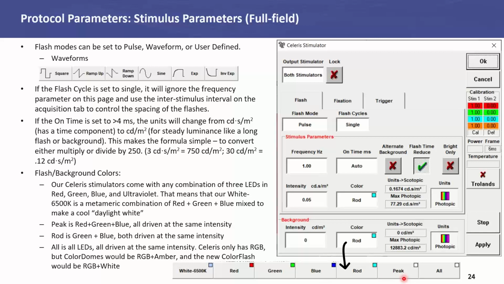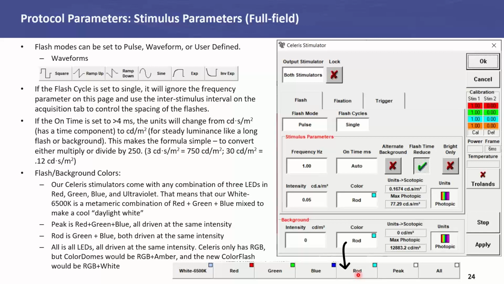Peak is red, green, and blue again, but instead of following a recipe where we modulate the different intensities in order to make white, we just drive them all at the same intensity. So you can get a brighter flash out of peak than you can out of white generally, but it'll start to look kind of purplish at the higher intensities. Rod, similarly, is green and blue, both driven at the same intensity.